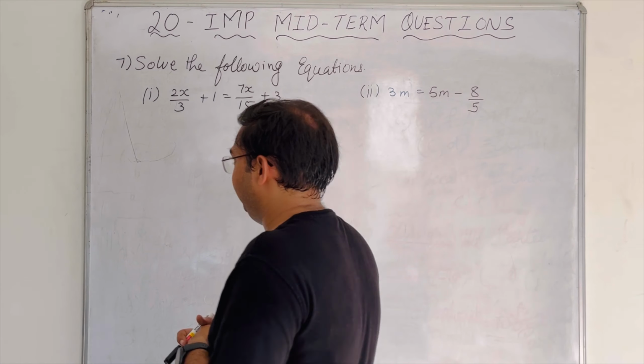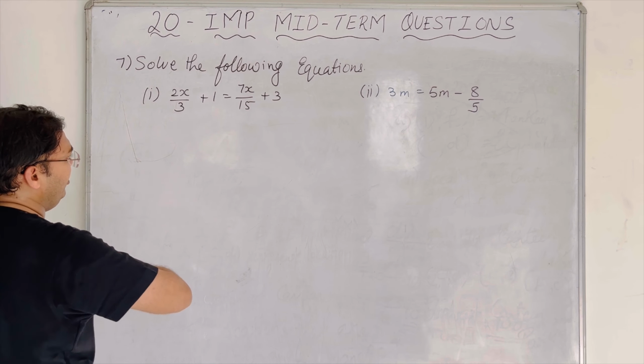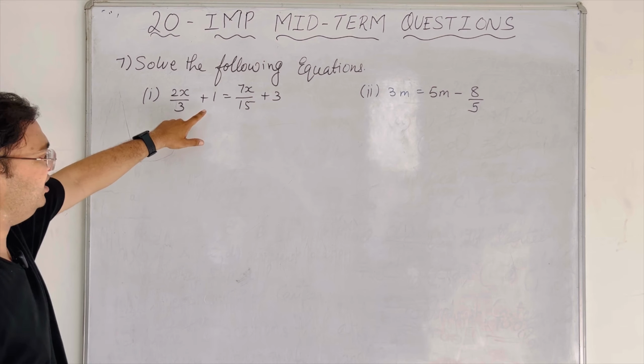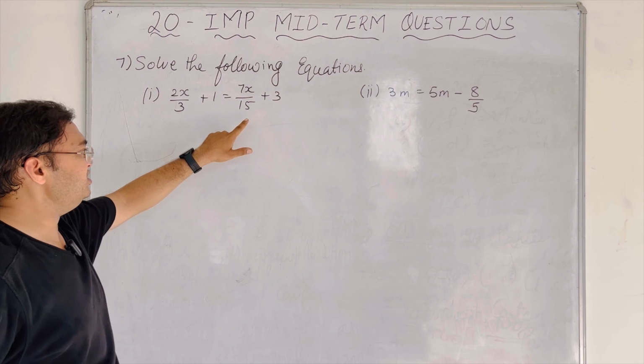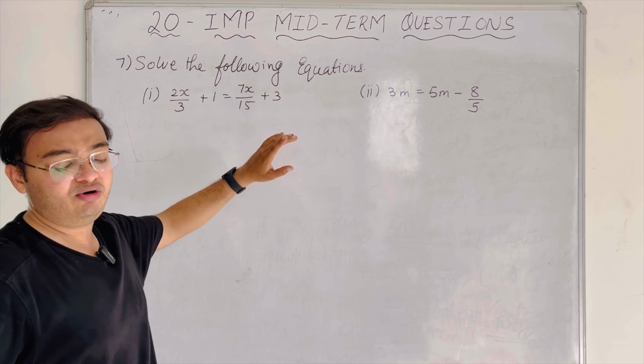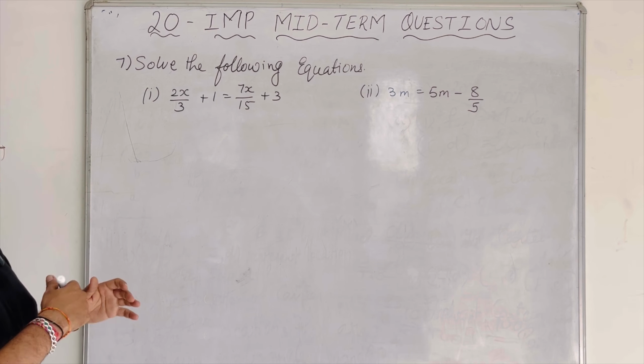Let's see how we can do it. On the left hand side, we found that there are two fractions. One is with the variable and one is a constant. And on the right hand side also, we found two fractions. One is variable and another one is constant. So what we can do is collect all the variables one side and constants on the other side.